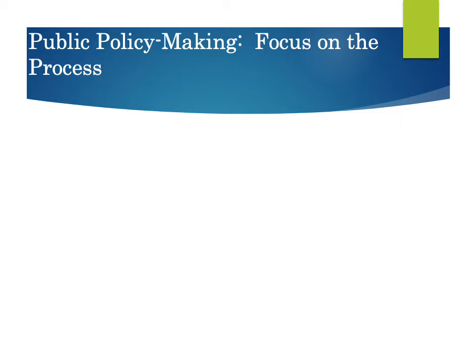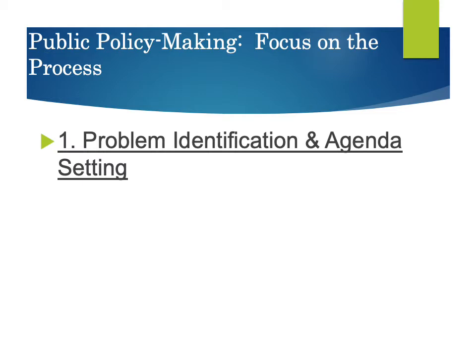Okay, so let's take a look at the different steps involved in the policy process. The first step is called problem identification and agenda setting. Well, what does that mean? Well, the first step in making public policy is identifying a problem that's taking place within society. Okay. And so it really could be anything, and that problem identification could really come from anyone.